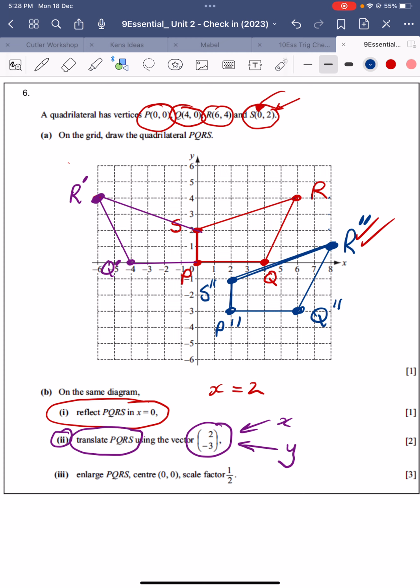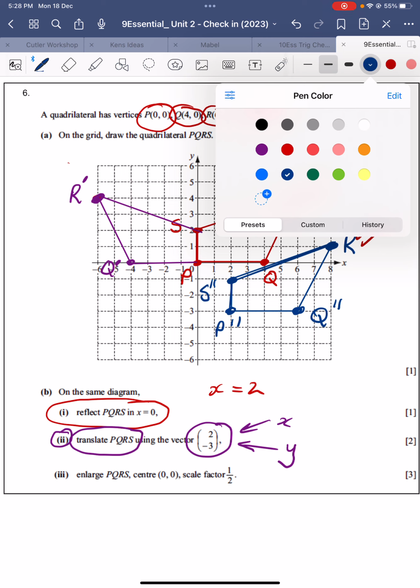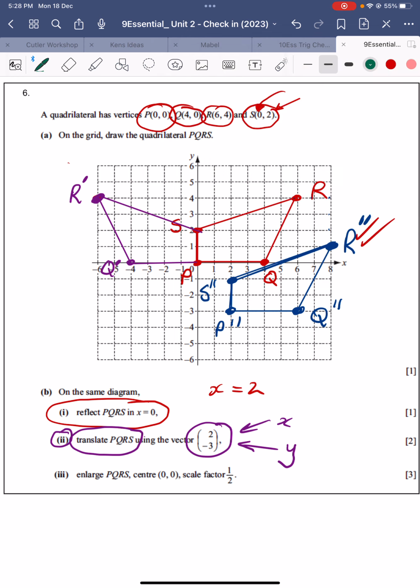And the final one is an enlargement with a scale factor of 1/2, and the centre is 0, 0. So one way of doing this, let's go and choose maybe a green here. We are going to connect the origin from here. We're going to make a little straight line through all of the vertices. There we go. So those are our guidelines, and now we are going to plot the new points.